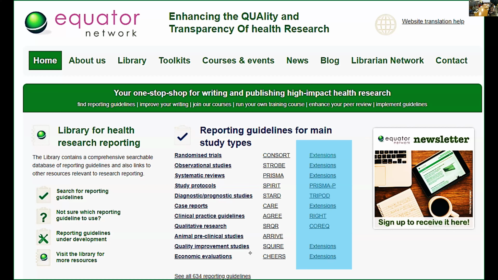So this CONSORT checklist, all this is available in the EQUATOR Network. CONSORT, STARD, all these are freely available. And if you just click on extension, all those AI extensions are also easily available. So that's an easy part to do.